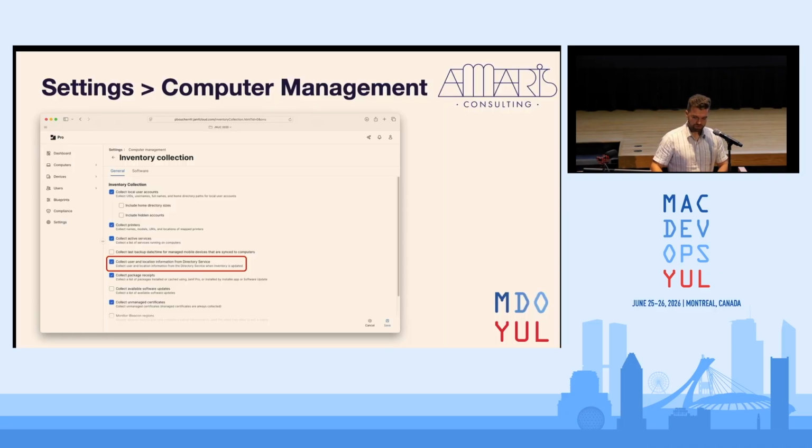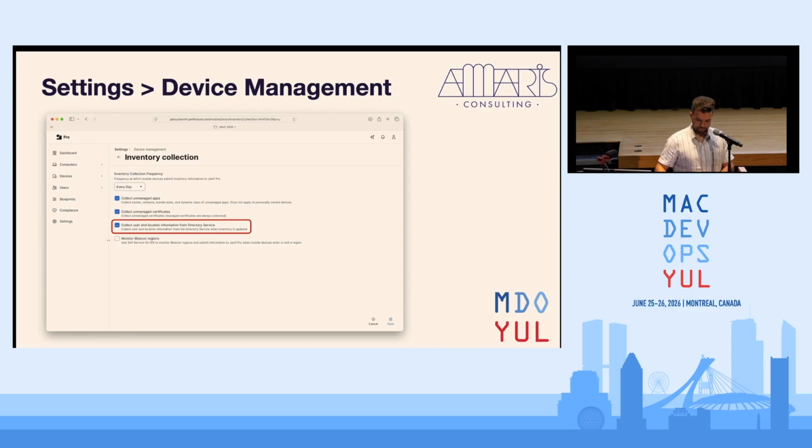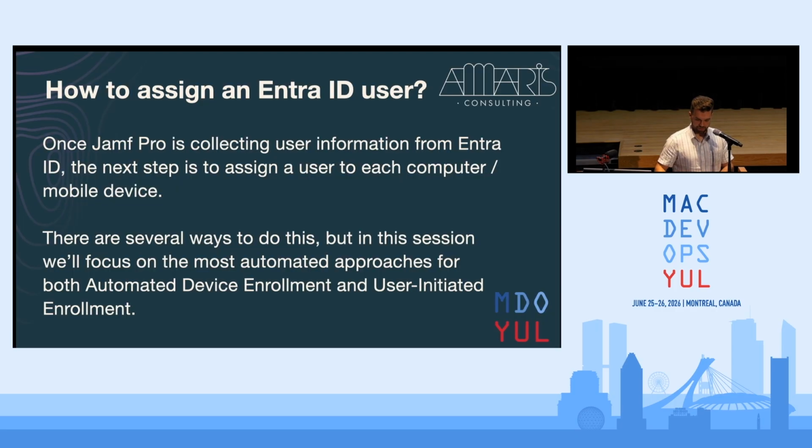So how to do this? Very simple. You just go in computer management settings and you check that box, and that way the user information is going to be collected from the IDP. Same thing for device management.